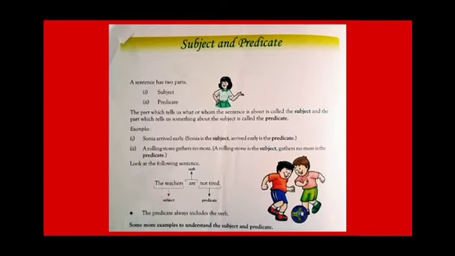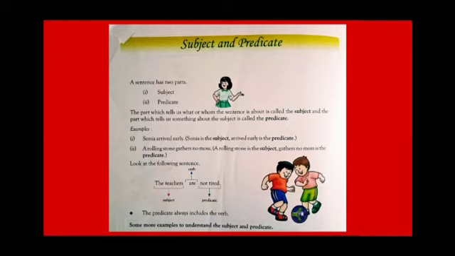Good morning. Today we will see our next chapter, subject and predicate. A sentence has two parts. Every sentence has two parts. The first one is the subject and the second one is the predicate. Now let's see what the subject is and what the predicate is.